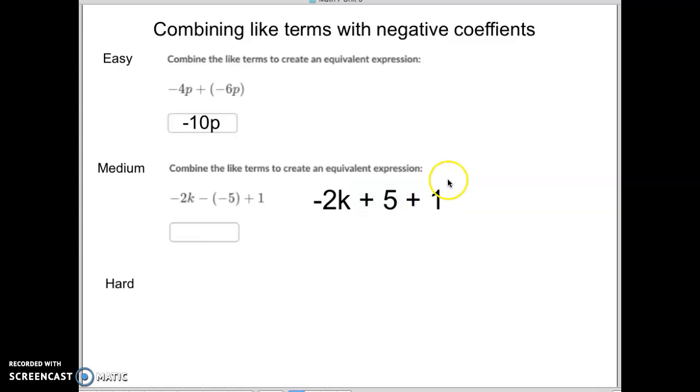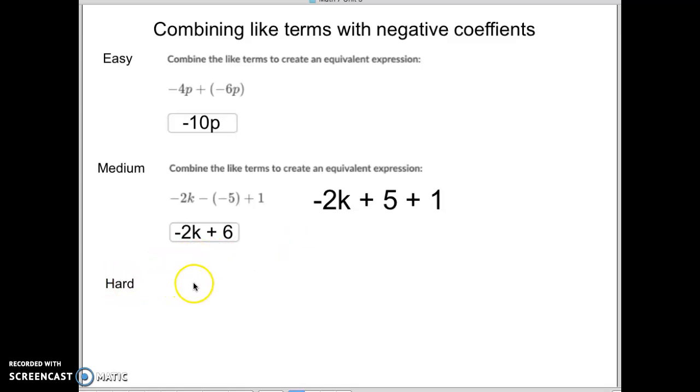Now, when we look at like terms here, these two numbers do not have a k, so they are called like terms. This is the only number that has a k. So the two like terms, positive 5 and positive 1, make positive 6. And the negative 2k had nothing to combine with, so it stays right there. Okay, I know I said that was medium difficulty. I don't think that really was. But let's get to the hard one.